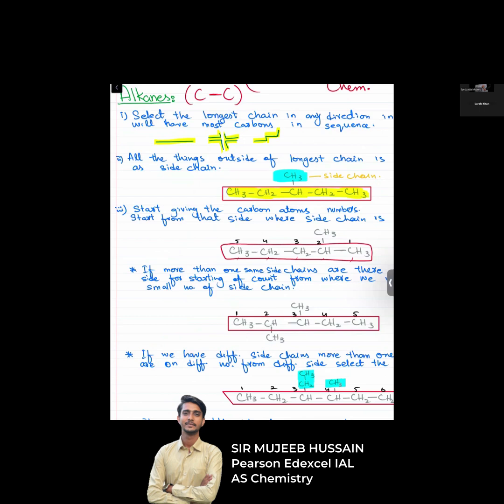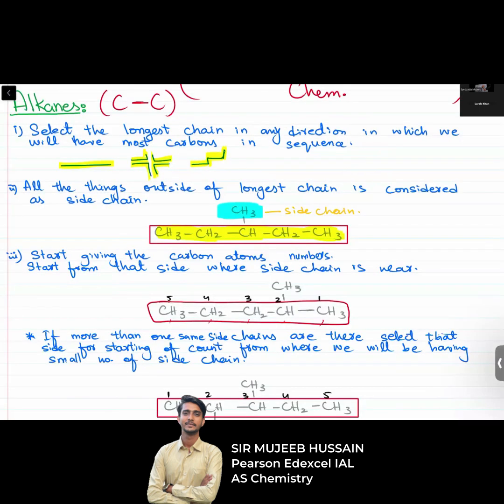Now let's see this. When you have this, start giving the numbers from which side? From that side where you observe that the side chain is near. You see that these are the two sides. Maybe you can start from here or you can start from here, but we will be starting from the right side. The reason is that the side chain is near to this side. The carbon on which the side chain is attached has the number 2, the second carbon, and from the left side it has the fourth number in the chain. So that's why this side is near, and that's why we will be considering this side as the starting side.